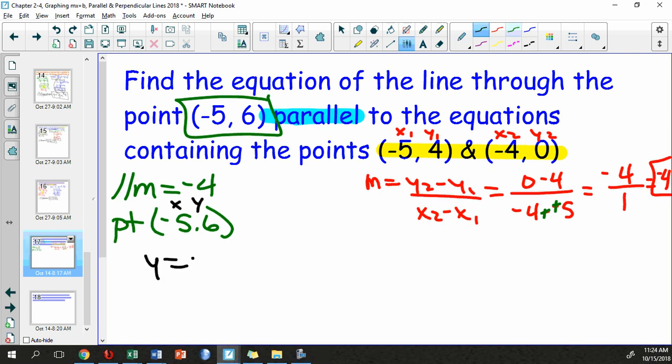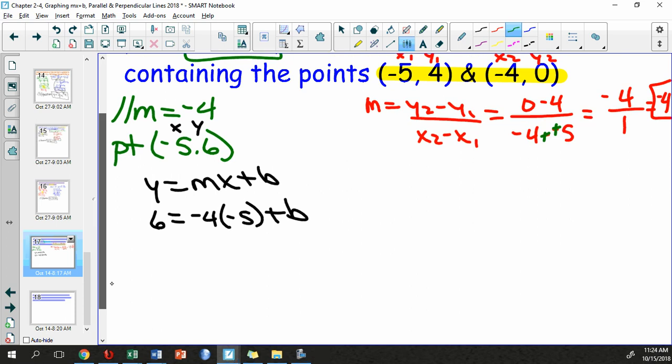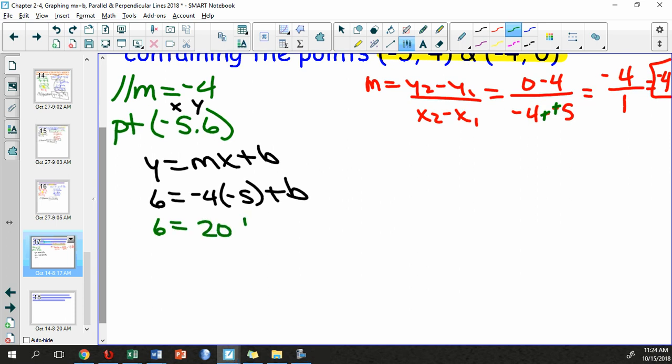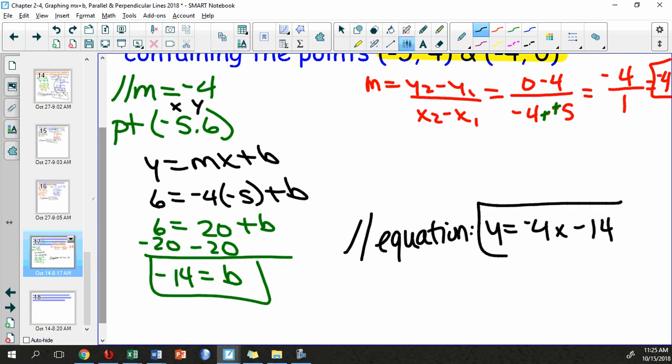Here's x, here's y. And I plug and chug. Y is 6, m is -4, x is -5 plus b. 6 equals 20 plus b. Subtract the 20. -14 is b. So what is my parallel equation? Y equals -4x minus 14. Do we understand that?